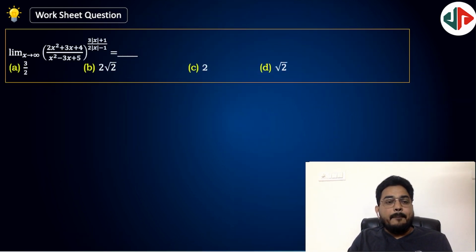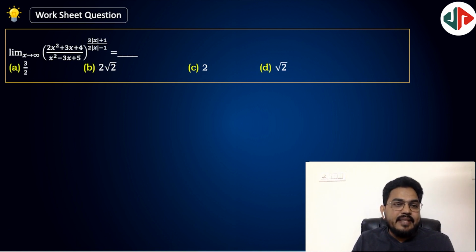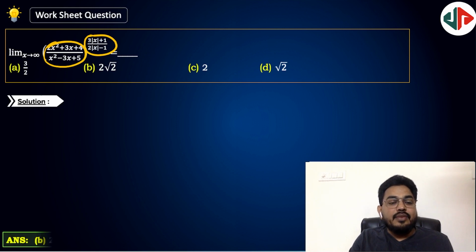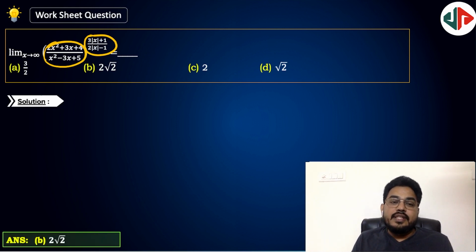Next question, x tends to infinity. So the base is equal to 2, and the exponent is 3 by 2. So this answer is 2 to the power of 3 by 2. This is directly 2 to the power of 3 by 2. So your answer is B.